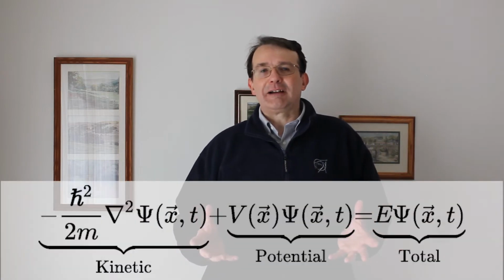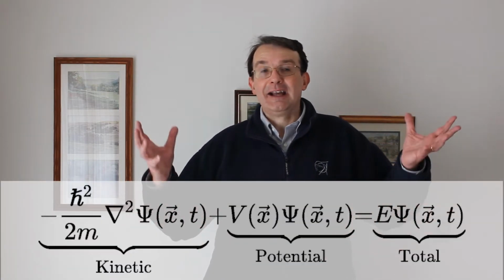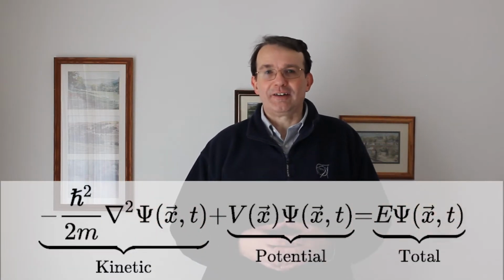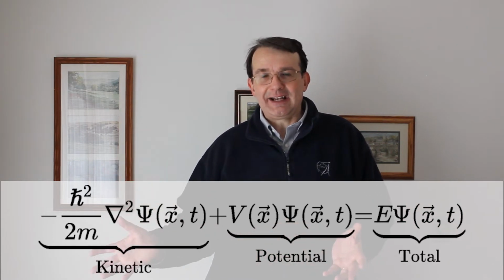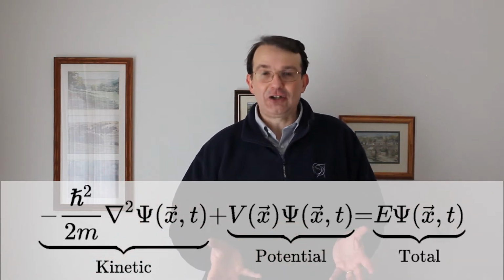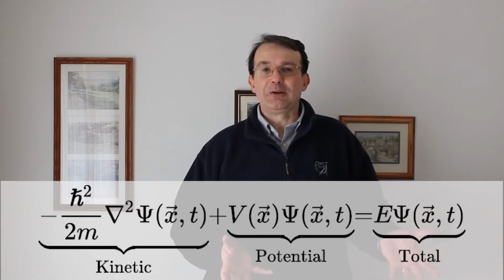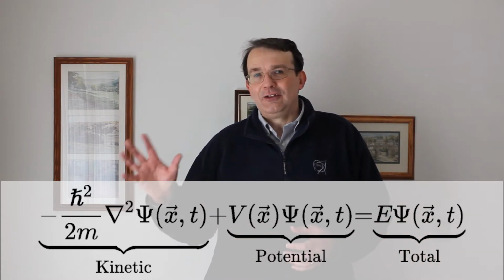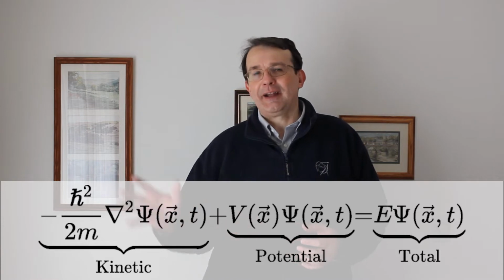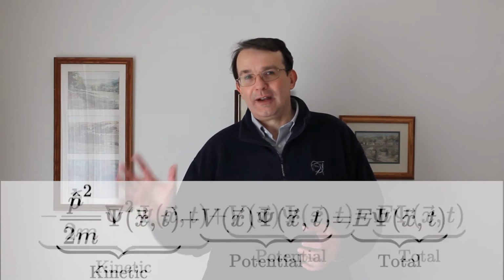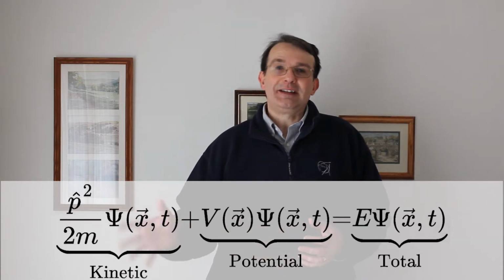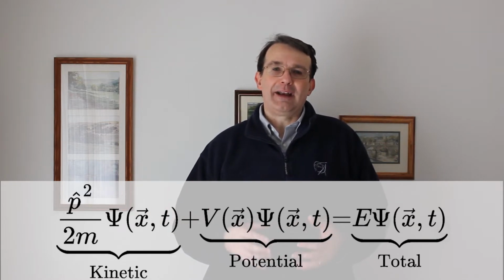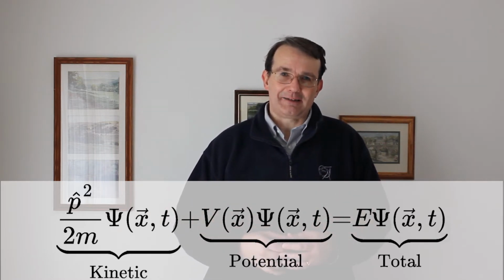Now, the Schrödinger equation is basically a statement of conservation of energy. You have a kinetic energy term, you add to it a potential energy term, and you put that equal to the total energy of the system. Now, if you look at the kinetic energy term and you break it down into its operator form, then you see that it's the momentum operator squared divided by 2 times the mass.